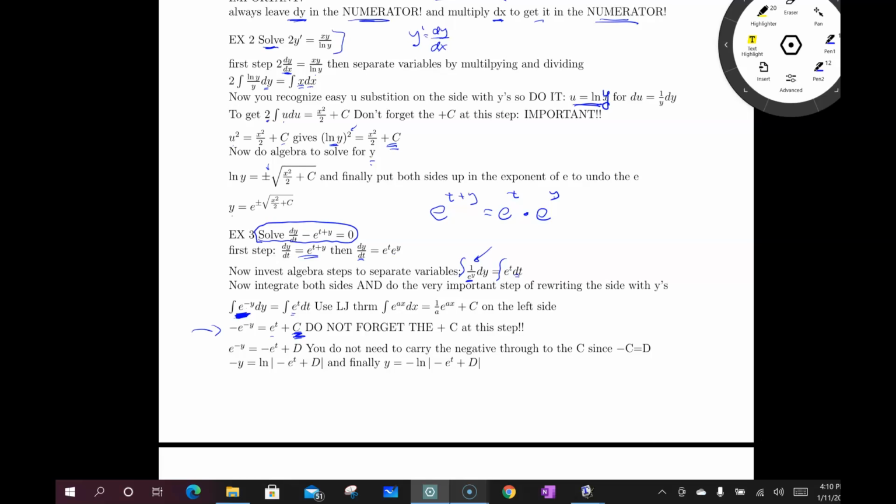All right, so then I'm ready to multiply through by negative. And you don't need to multiply the c by a negative. You could have kept it as c, or we could change it to d. It's up to you. It doesn't matter. It would be fine just to leave it as c. And then now I'm going to take the ln of both sides to undo the e, right?